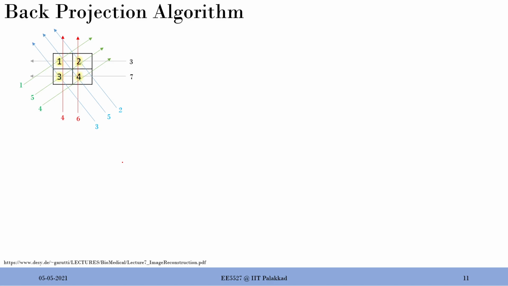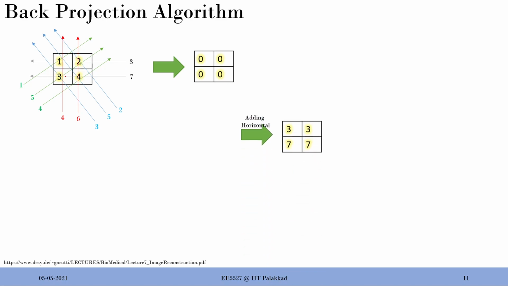So what is that this back projection algorithm saying? So we will start with 0. Okay, so this is the initial condition, we will start with all zeros. The first projection, I will go from the 0 degree, so it is 3, so I will extend 3 in all the places, and similarly 7, I extend that 7 in all the pixels. So this is the thing.